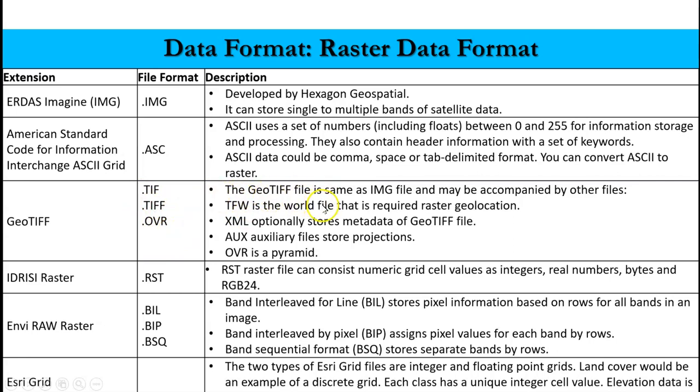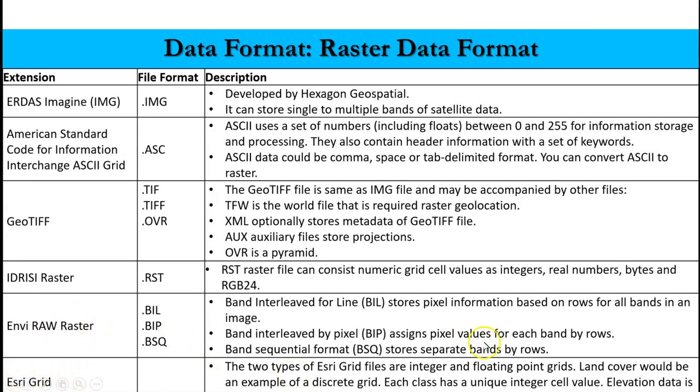So GeoTIFF data is actually the same as IMG, and there are other extensions you cannot ignore, because OVR is a pyramid file. Pyramid means it's matching the histogram of the satellite images in your system. In simple words, it's enhancing the colors, so you can see the color very clearly in the satellite image. Okay, Idrisi raster .rst, this is also a raster format. Then INV raw data like BIL, BIP, this is a very old data format. Nowadays these are not popular anymore.